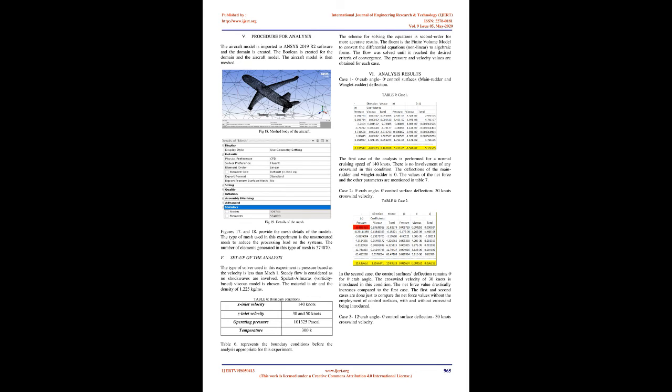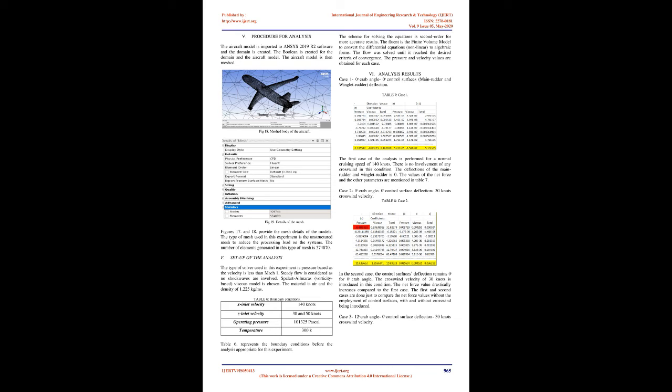The pressure and velocity values are obtained for each case. 6 Analysis results. The first case of the analysis is performed for a normal cruising speed of 140 knots. There is no involvement of any crosswind in this condition. The deflections of the main rudder and winglet-rudder is 0. The values of the net force and the other parameters are mentioned in Table 7.